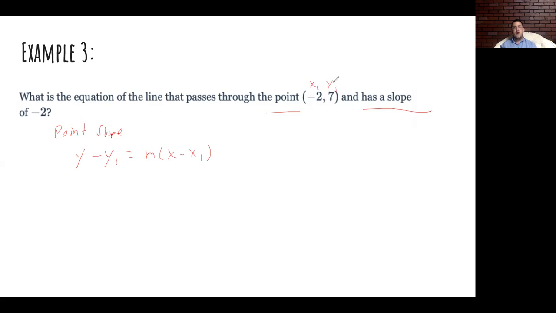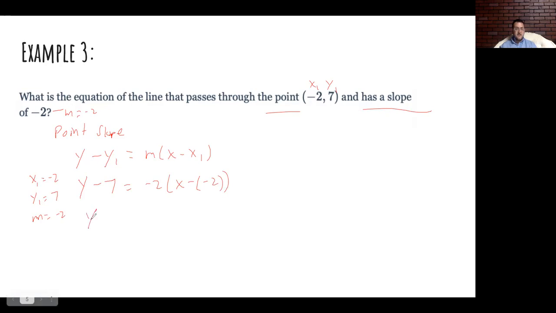So I have x1 and y1, and then my slope is negative 2. And I like to even just keep score here. So I'm going to write x1 equals negative 2, y1 equals 7, and then your m is negative 2. So then I'm just going to put it in. So I have y, I just keep y as y. And then my y1 is 7. My m is negative 2. And then my x1 is negative 2. And this is pretty much your equation.